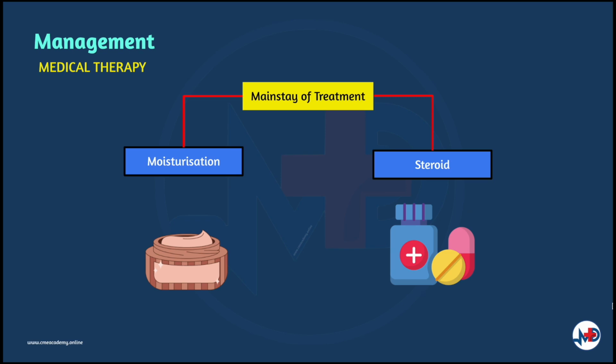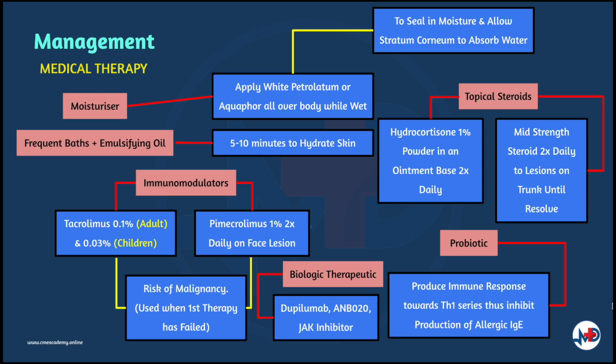The mainstay of treatment is moisturization and use of steroids to control inflammation. Moisturizers such as white petroleum or Aquaphor can be applied all over the body after shower while the skin is still wet. This is done to seal in moisture and to allow water to be absorbed through the stratum corneum. Patients are encouraged to take frequent baths with addition of emulsifying oils for 5 to 10 minutes to hydrate the skin. Topical steroid is the mainstay of medical treatment.